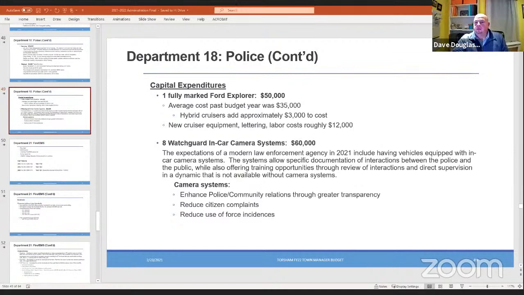Pat? Cohen? Chief, quick one. You had mentioned that Brunswick does not like the hybrid vehicles. Why is that? Do you know?